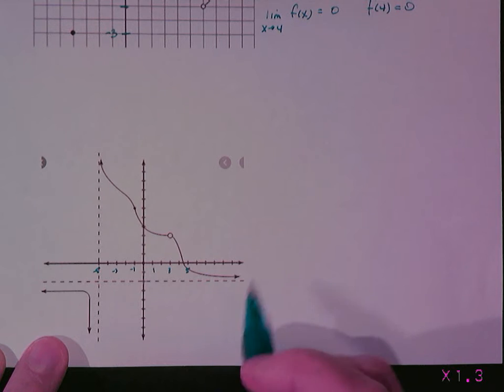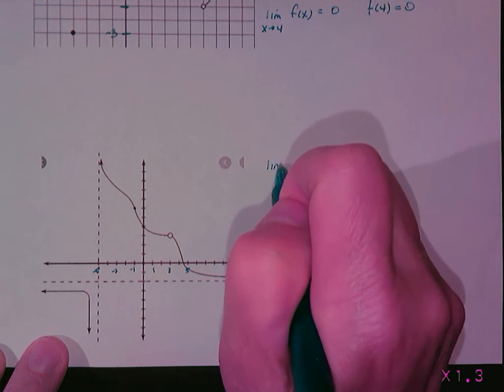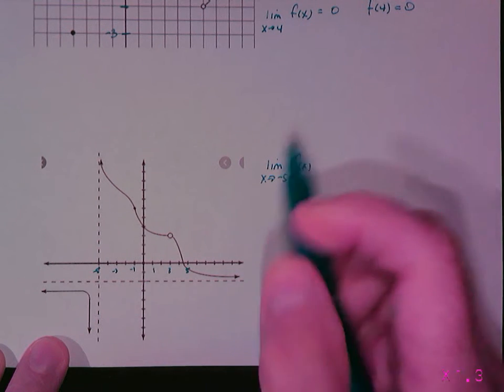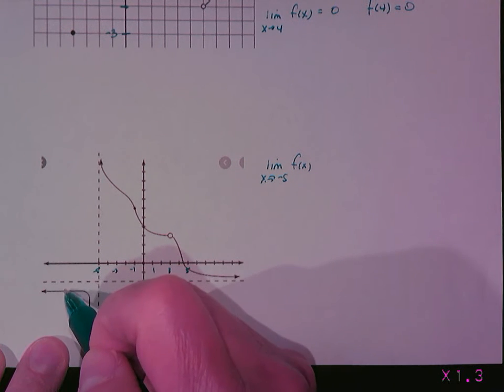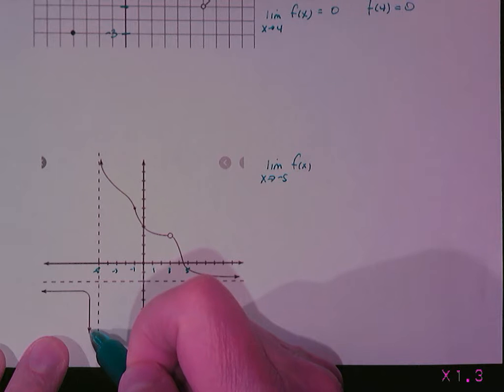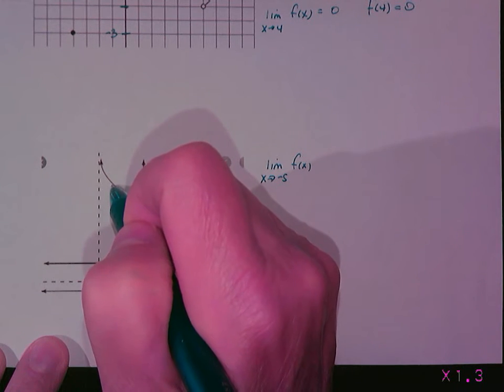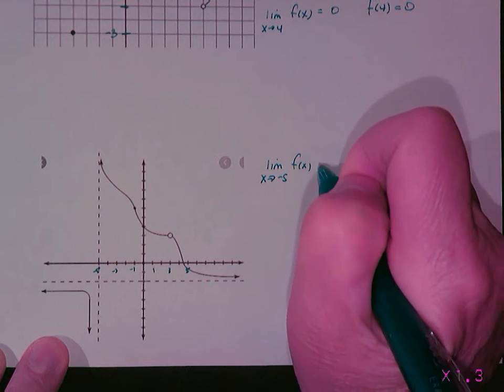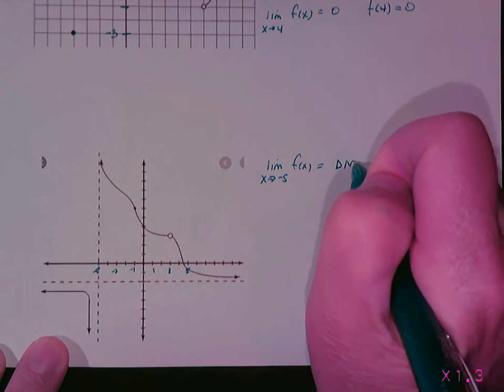The first limit I want to do is x approaches -5. So -5 is right here. What's happening on the left is y is getting increasingly large. It's going down forever. On the right-hand side, the function is going up forever. Since these are different, the limit does not exist.